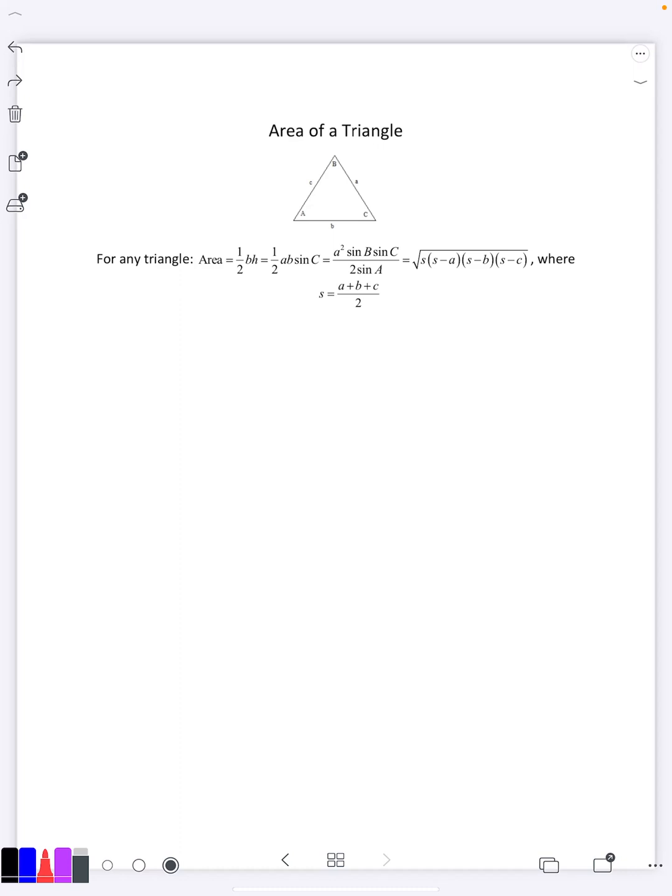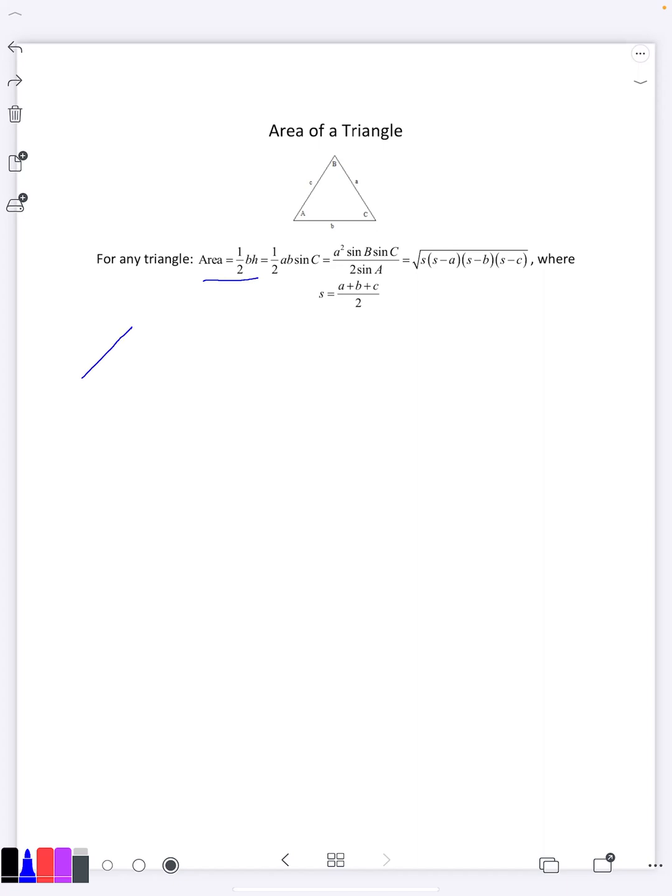In this video, we're going to learn about different ways that you can calculate the area of a triangle. Most people are familiar with the formula that the area of a triangle is 1/2 times base times height. And that works perfectly well. You have no problem using that to find the area of a triangle.